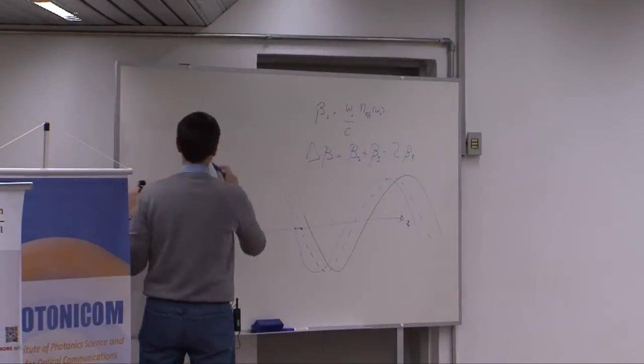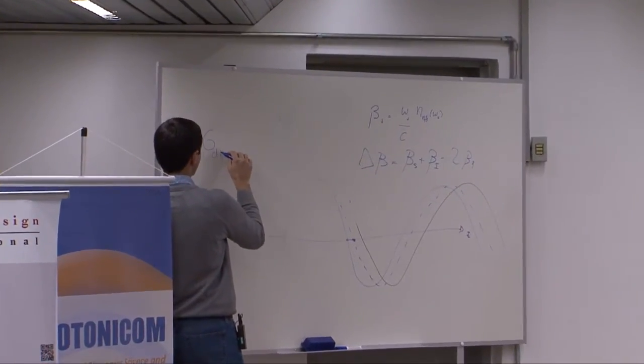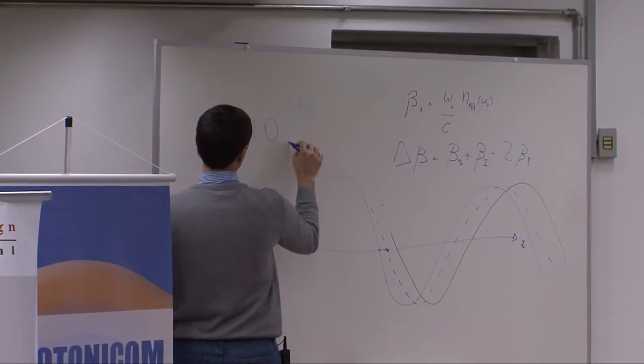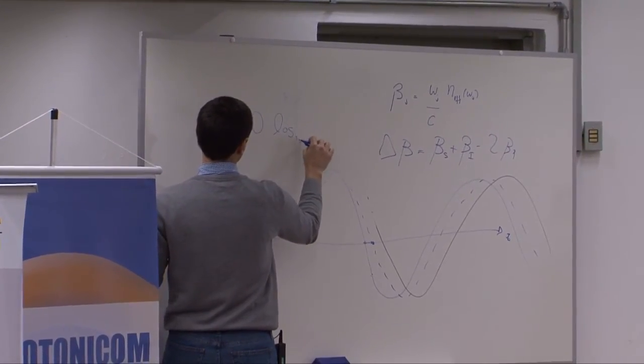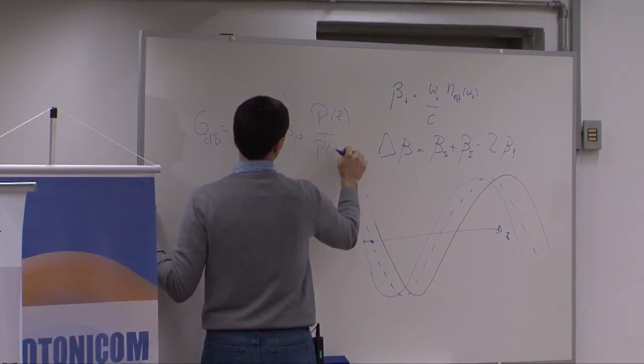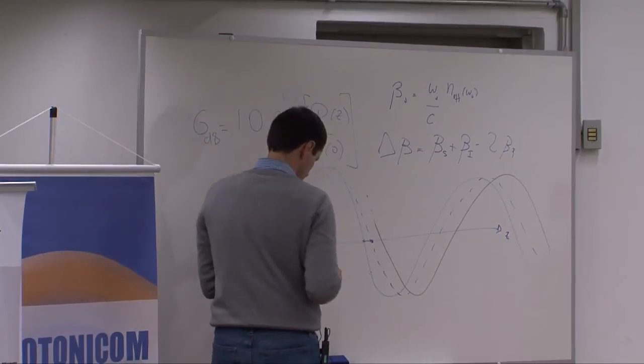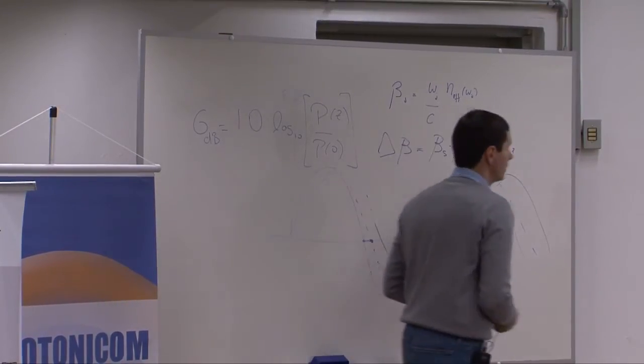I'm trying to write here. So G in dB is 10 log of P at z divided by P at 0. Okay, so it's how much it was amplified in logarithm scale.